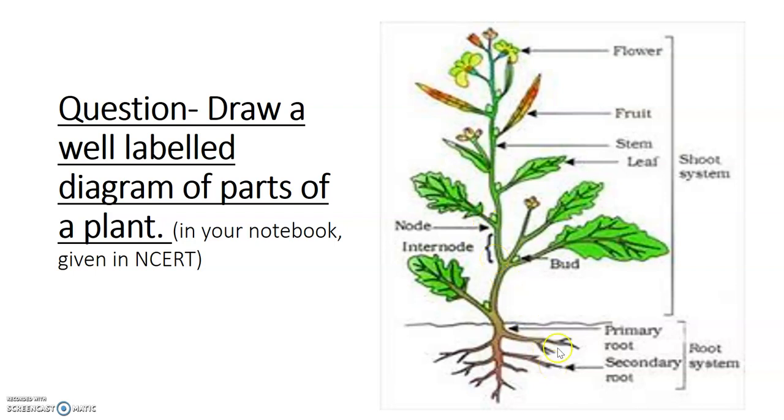Root system has basically two parts. One is the primary root. This is the primary root, or you can say the taproot. And arising from that primary root are the secondary roots. Secondary roots are the roots that arise from the primary root.